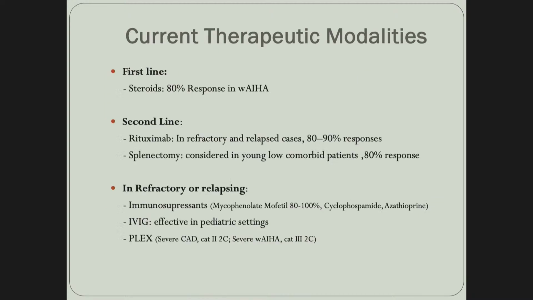So these are the current therapeutic modalities which are available. First line is steroids. 80% response is seen in a warm type of autoimmune hemolytic anemia, but in cold agglutinin disease this doesn't work. Even if you want to treat those patients, probably you have to use a higher dose of steroids, and that may lead to complications in patients.